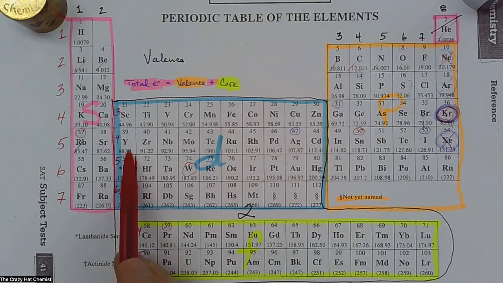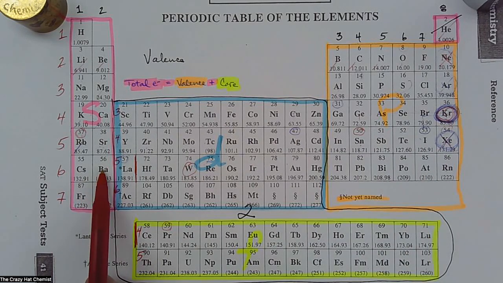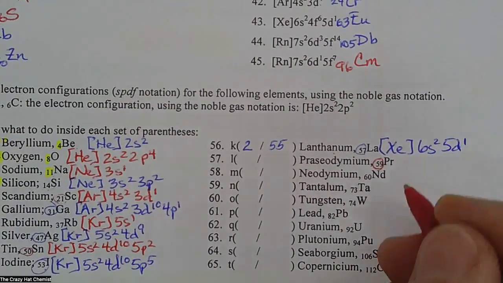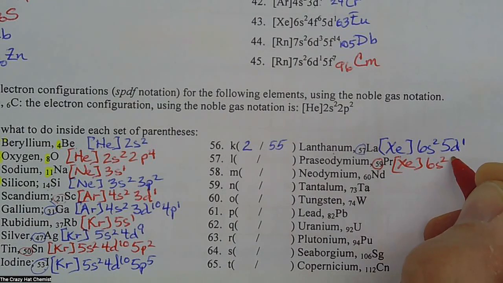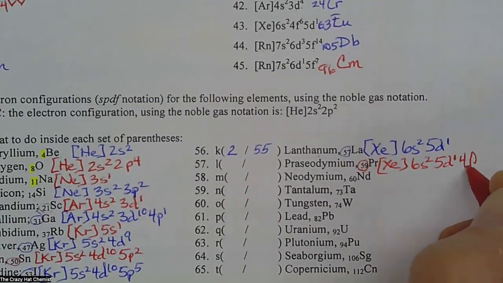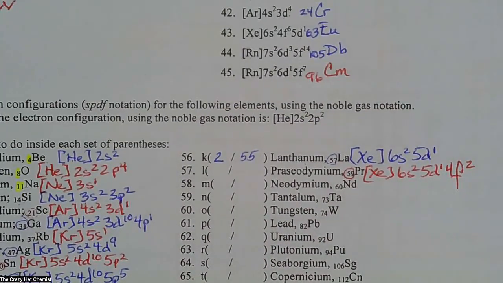So we're going to go up one period, slam it to the far right. That's going to be xenon, and then it's 6s2, 5d1, and then 4f2. All right. So here we go. That's xenon, and 6s2, 5d1, and 4f, I think it was 2. Yes, 4f2. Perfect.